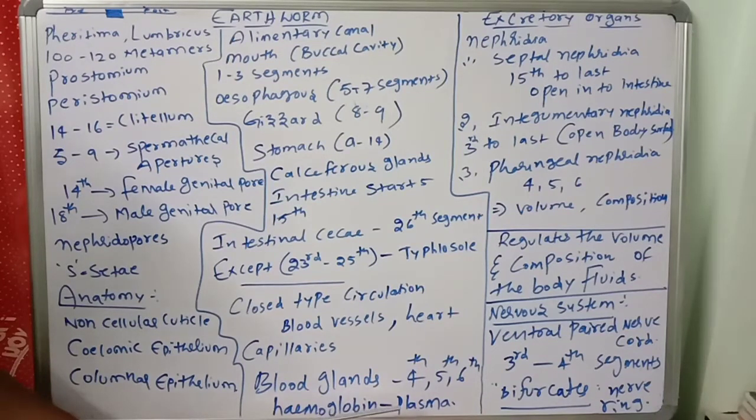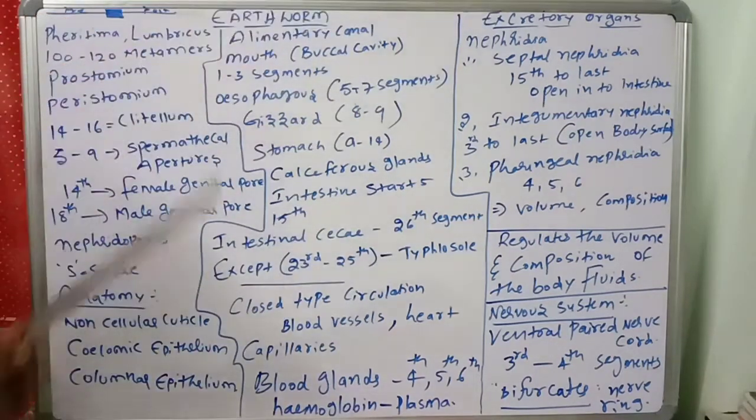Next, important: earthworms lack a specialized breathing device. Respiratory exchange occurs through the body surface only. So there are no proper respiratory organs in the earthworm, just the skin, the body surface only. Respiration takes place there.